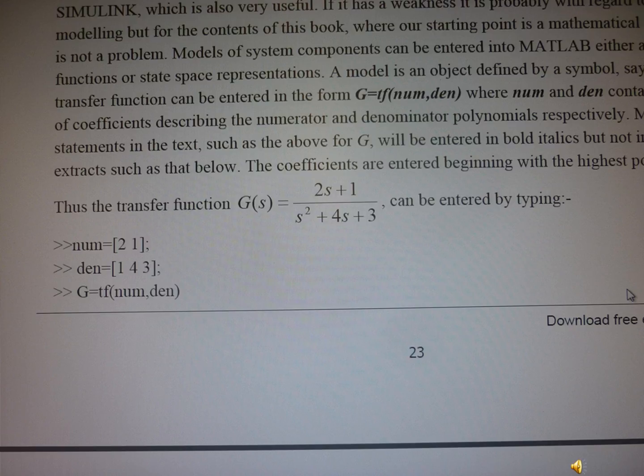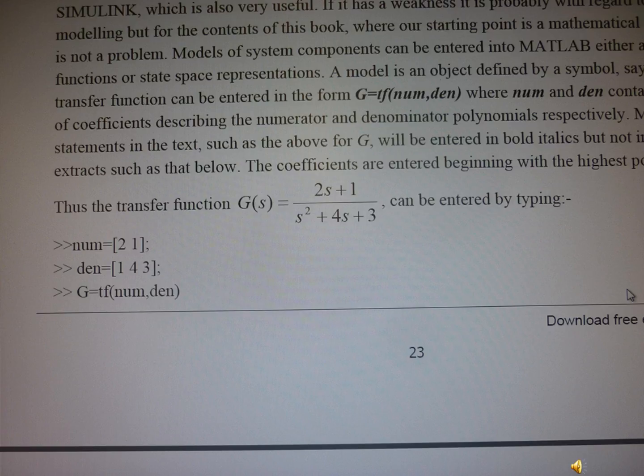If you use that kind of transfer function, you can enter the data into the computer control system. The way to enter it is like this: the numerator is 2 1, because the numerator is 2s plus 1. The denominator is s squared plus 4s plus 3, so the denominator will be 1 4 3. And G is equal to tf, with the numerator and the denominator. This kind of transfer function you can enter in the computerized control solution.